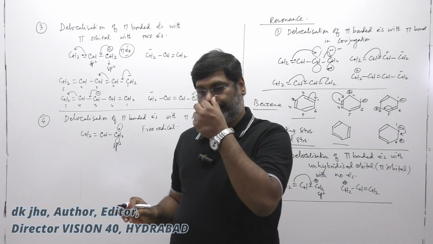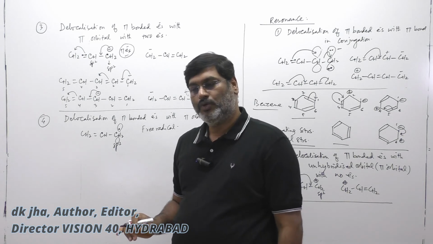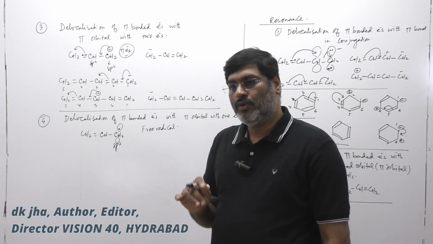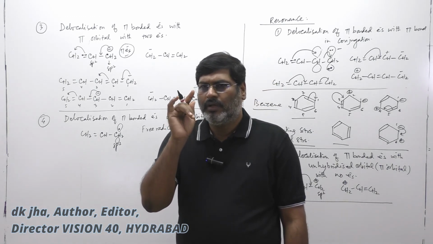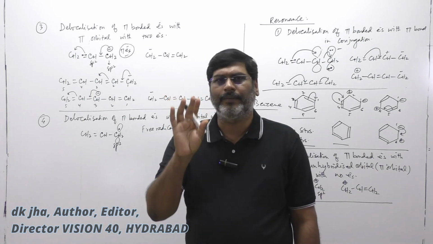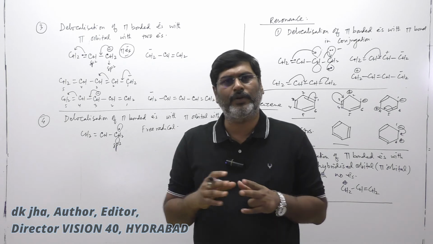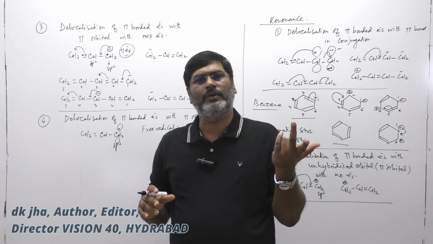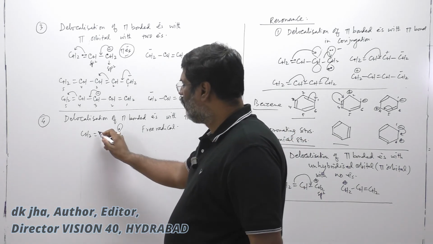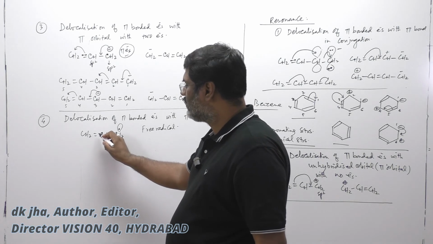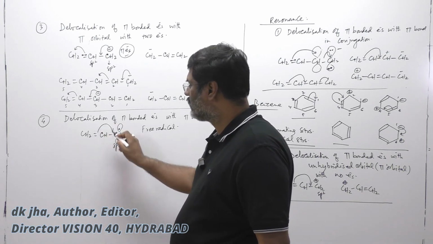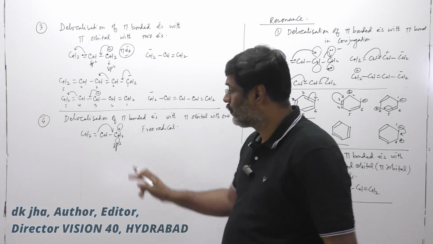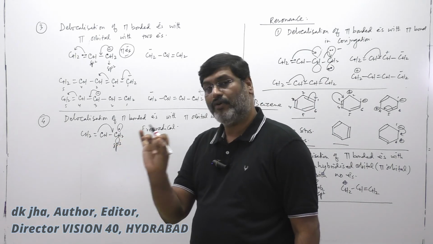This is unhybridized, unpaired. So in this case, as this is unpaired, it can accommodate only one electron. Here there is no movement of two electrons; there is movement of only one electron. It cannot take two electrons. So this adjacent carbon atom comes with only one electron towards this one, shown with a half-headed arrow. This is the movement of one electron.